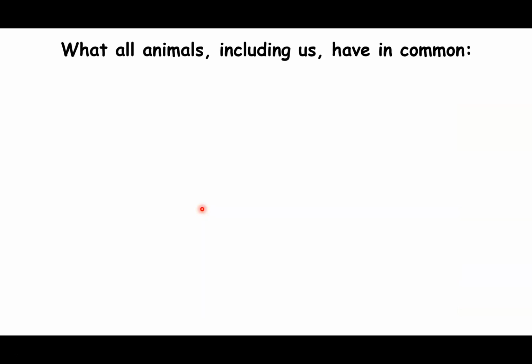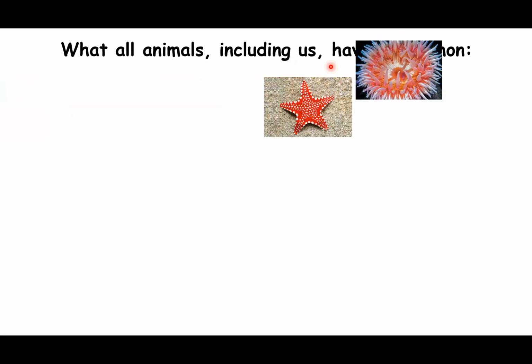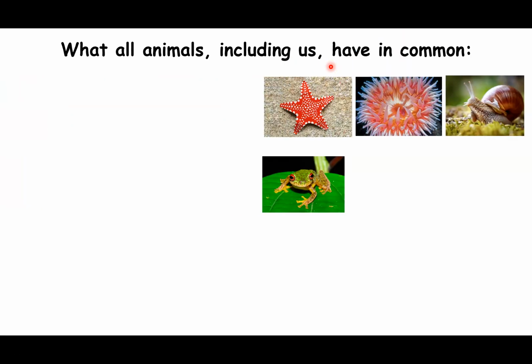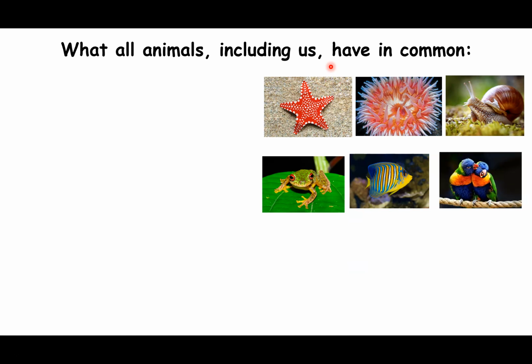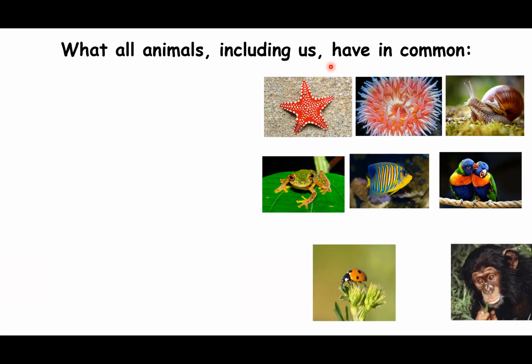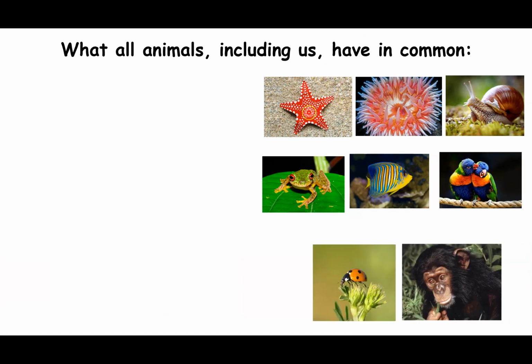So let's start with looking at common features. What all animals, including us humans, have in common. So we're going to start looking at what kind of features you might start thinking of as you look at the following pictures that I put up here. So we have a starfish, an anemone, snail, a frog, fish, parrots, a ladybug, and a monkey.